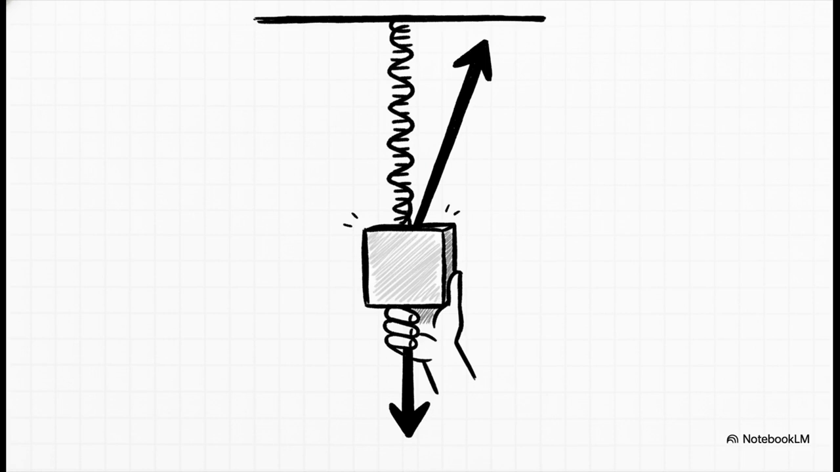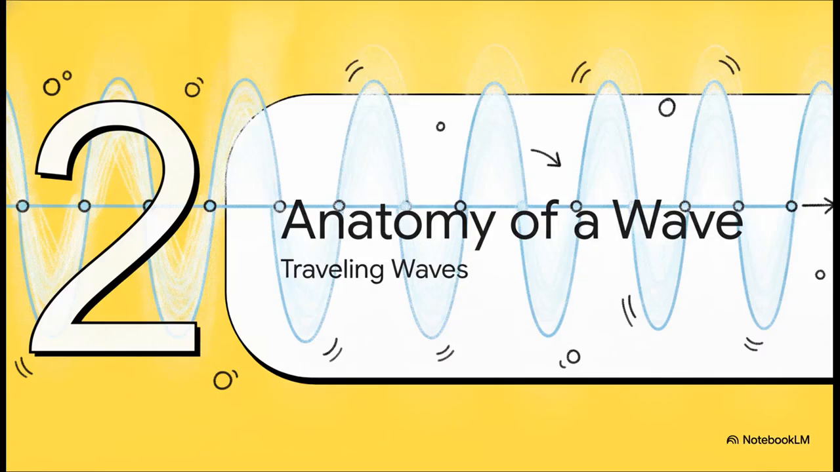So the crucial point here is that whenever you stretch or compress a spring, it instantly generates a restoring force. It desperately wants to pull or push the mass right back to its resting spot, its equilibrium. And it's exactly this endless physical tug-of-war that creates the periodic oscillation. Okay, moving right along to Section 2, the anatomy of a wave. Let's see how this all builds.